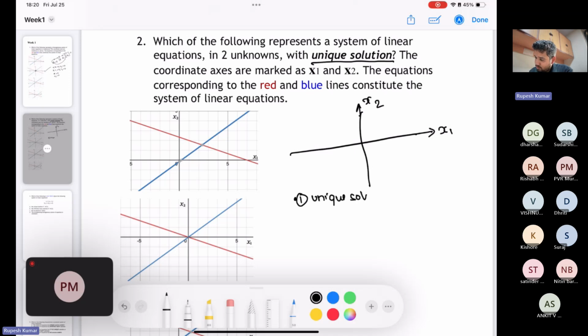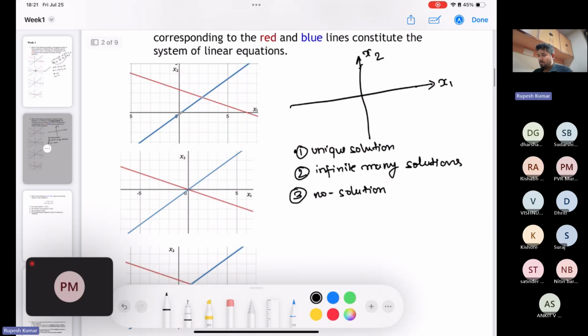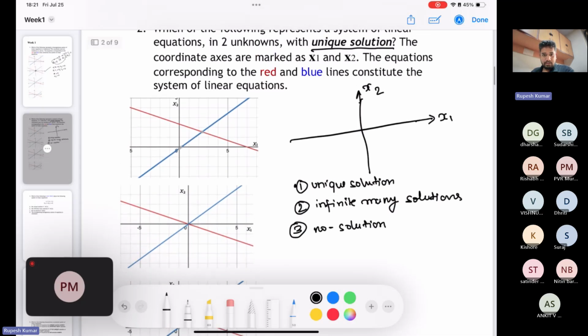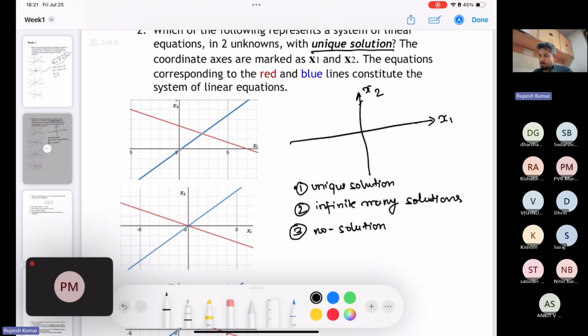Unique solution, one solution, right? Then infinitely many solutions, and lastly no solution, right? So when you come across these situations, for a unique solution, if you look geometrically, how will it look like?